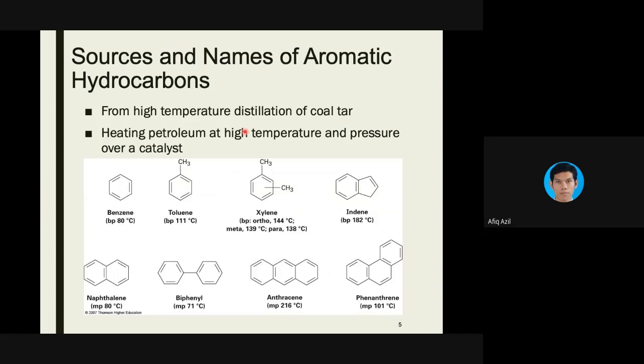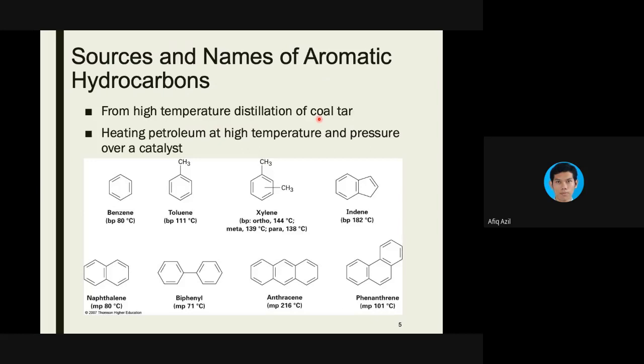Next, the sources and names of the aromatic hydrocarbons. Normally they are obtained from high temperature distillation of coal tar, or what we call thermal cracking. They are just separated using heat. In high temperature distillation, you heat this whole very thick, black, semi-solid material, and at different boiling points each of the components will start to boil, so they are collected that way.